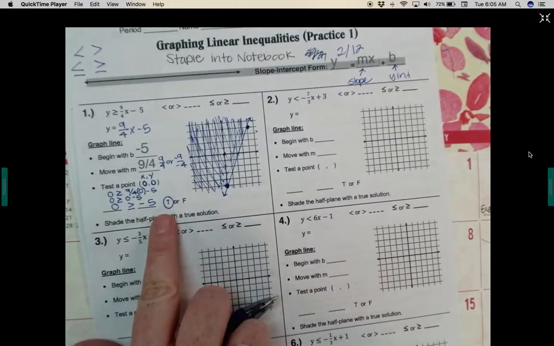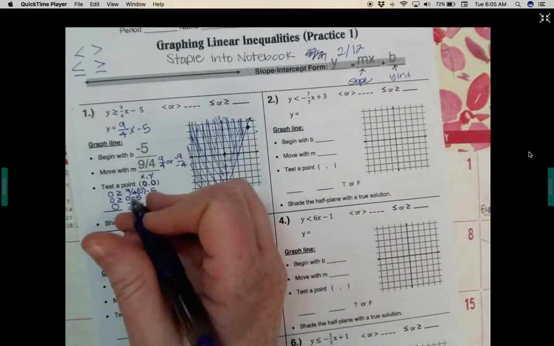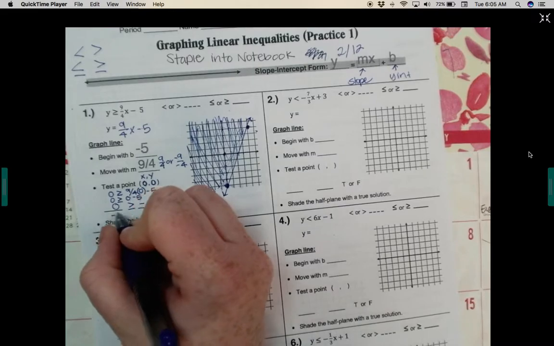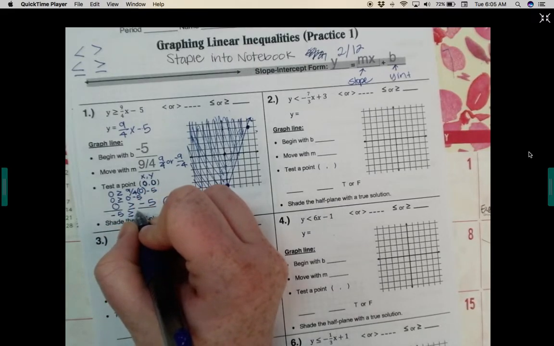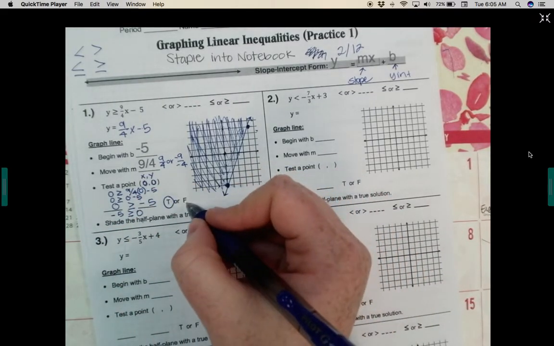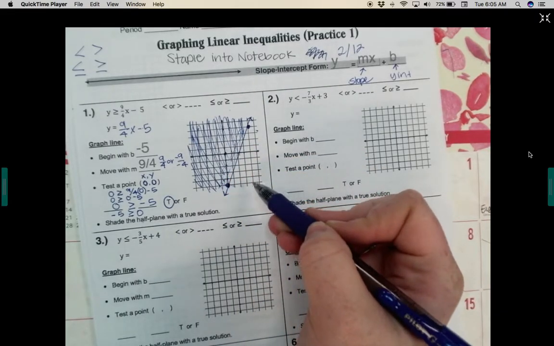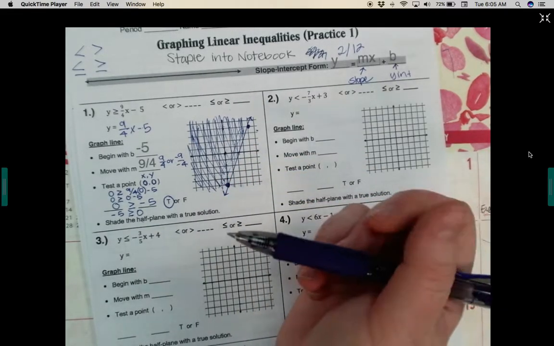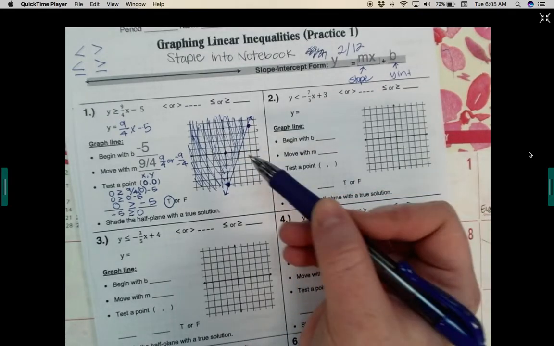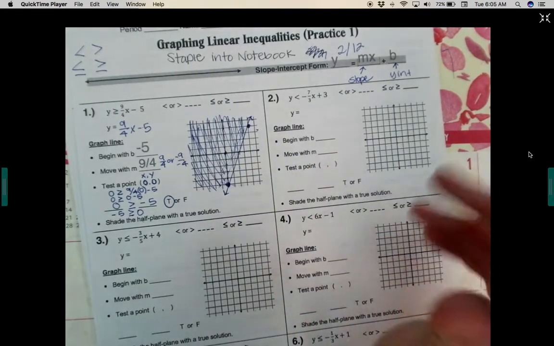If you had gotten a false statement, you don't need to write this, but if you had gotten -5 is greater than or equal to 0, that's a false statement. That means you wouldn't shade here, you would shade down here. So if it's false, you shade the opposite side. If it's true, you shade the side that you were testing.